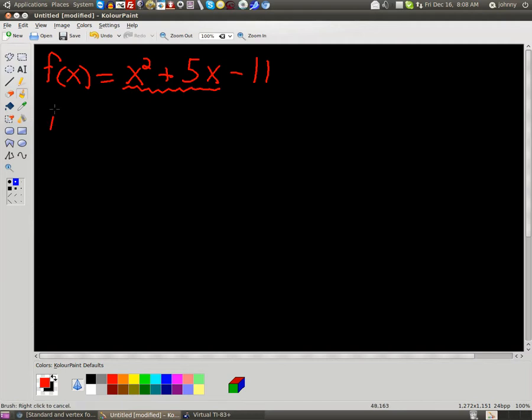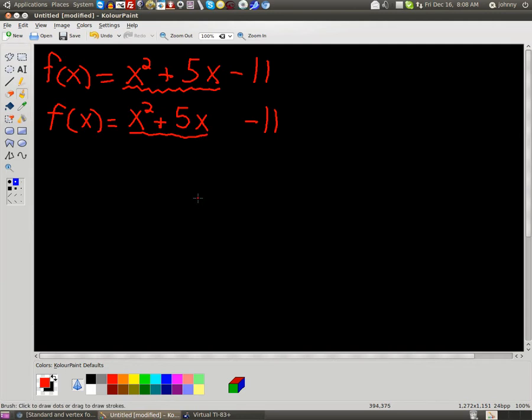So basically, you still have this f of x equals the x squared plus 5x, but you're going to give it a lot of room, and just come over here and write minus 11, so that way you can actually see what I'm paying attention to. So I'm still really concentrating on this.